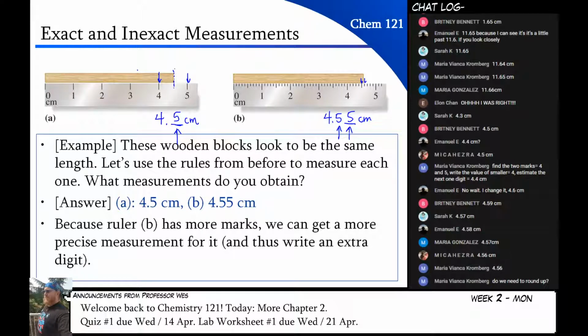All right, that's our strategy for how to measure something, okay? So make sure you're following that technique for everything that you do that involves a tool that you use to measure.